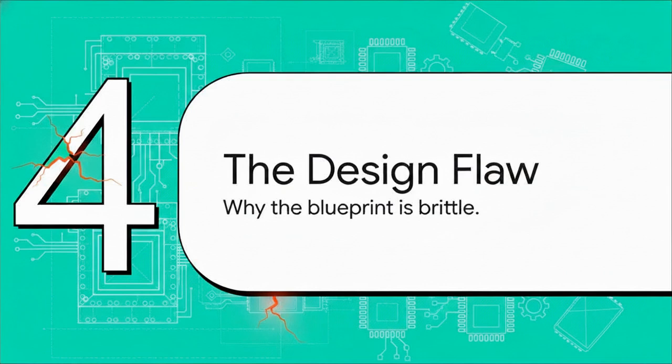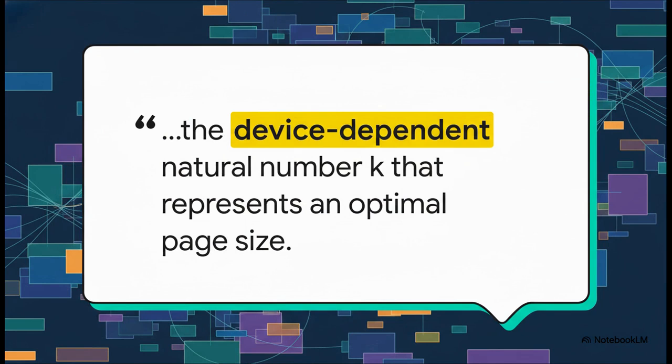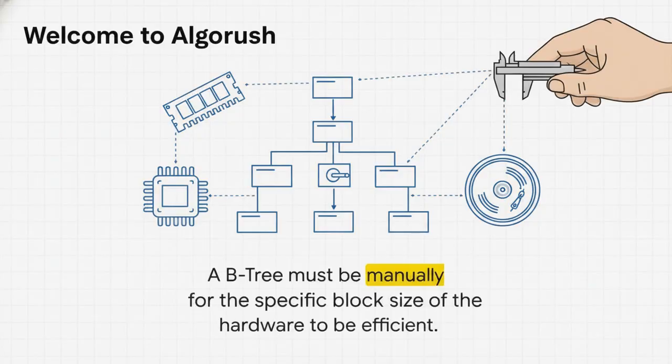Okay, so the B-tree is just a brilliant piece of engineering. But, and there's always a but, right? This classic blueprint has a hidden flaw. There's a detail that makes it kind of fragile, totally dependent on the specific environment it's built for. And this quote right here from one of the original papers basically points a giant finger at the B-tree's Achilles heel, the device-dependent natural number k. This k is just the magic number that says exactly how many keys you can cram into a single page of the tree. And that is the huge problem.